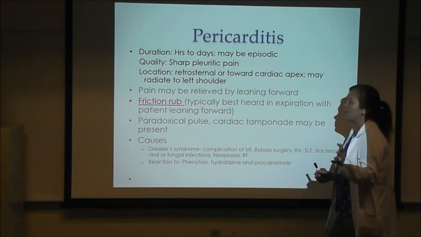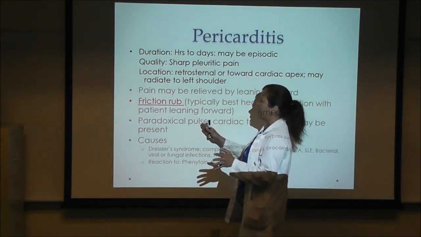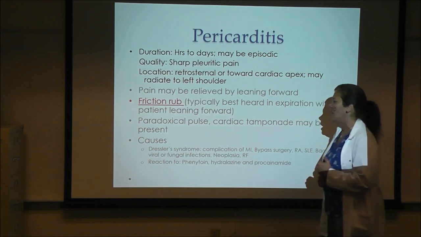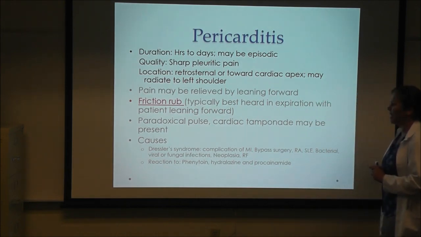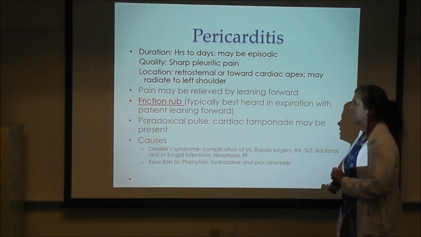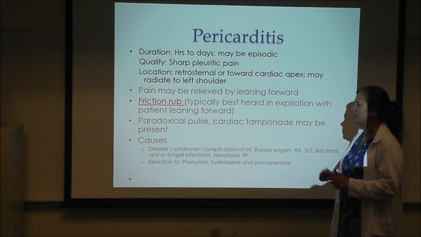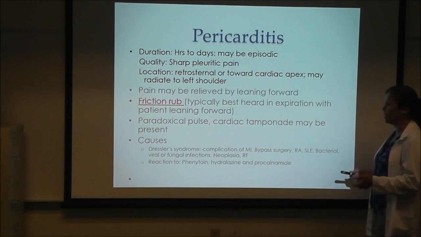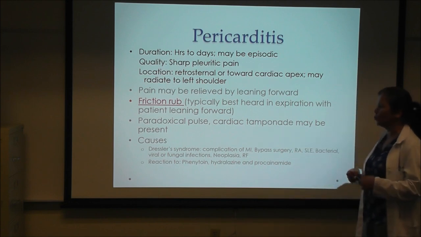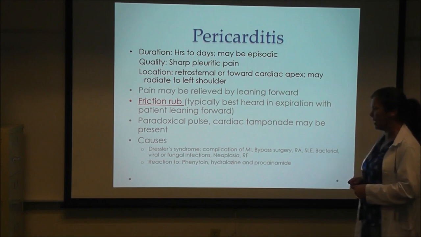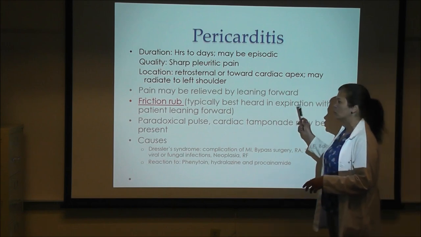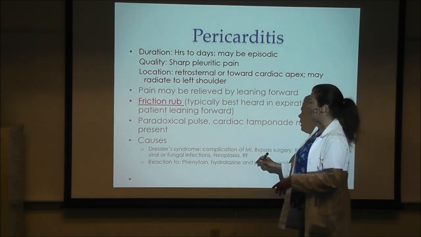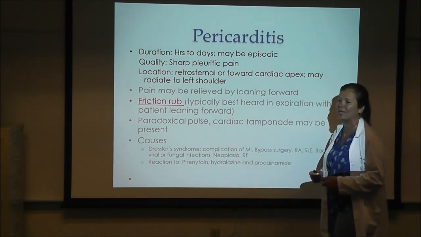They tend to have, remember at the beginning that I explained, paradoxical pulse. They tend to also have that electrical alternans, which is prevalent in patients that have pericarditis or cardiac tamponade or pericardial effusion or pulmonary embolism, for example. Pericarditis could also be a complication of coronary artery bypass graft.